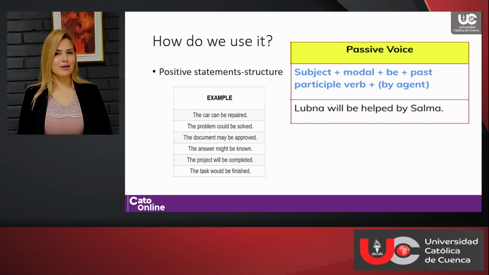The car can be repaired. The problem could be solved. The document may be approved. The answer might be no. The project will be completed. The task would be finished.